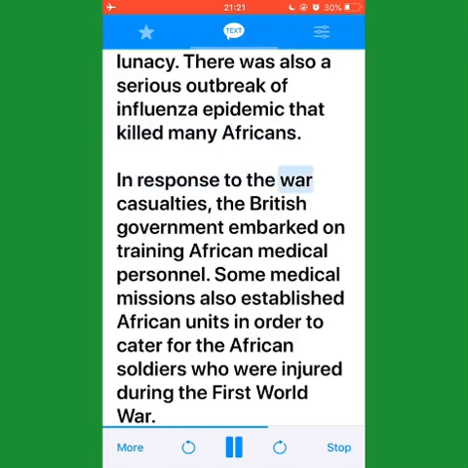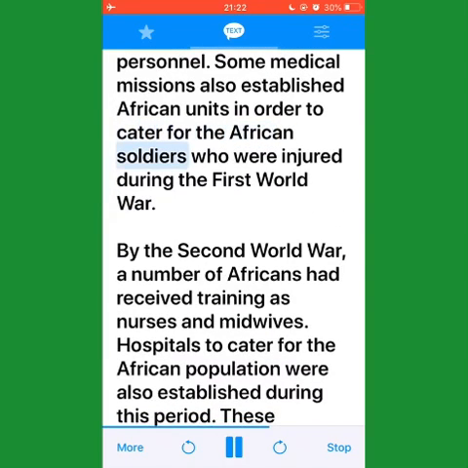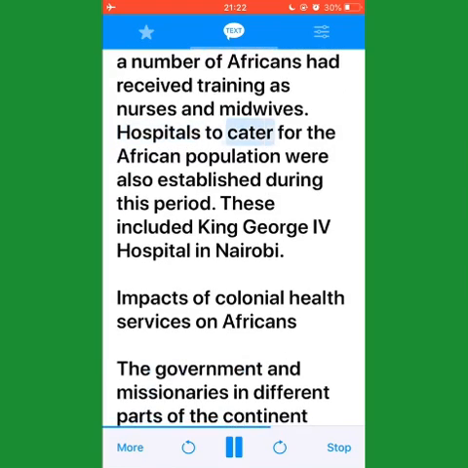In response to the war casualties, the British government embarked on training African medical personnel. Some medical missions also established African units in order to cater for the African soldiers who were injured during the First World War. By the Second World War, a number of Africans had received training as nurses and midwives. Hospitals to cater for the African population were also established during this period. These included King George IV Hospital in Nairobi.